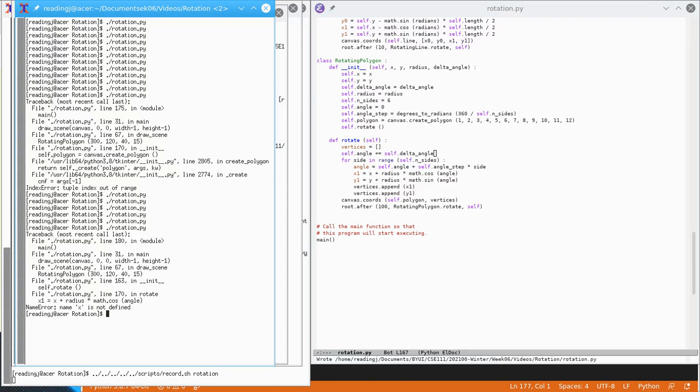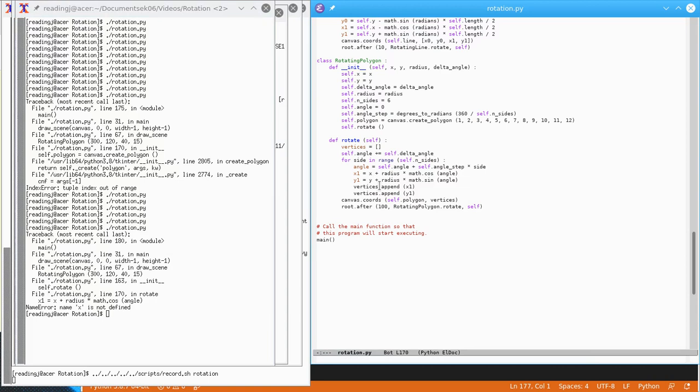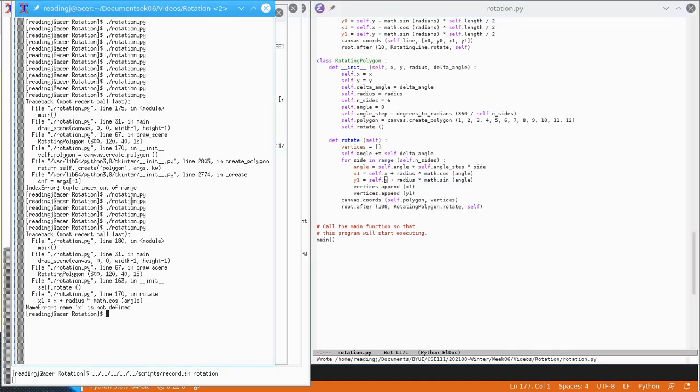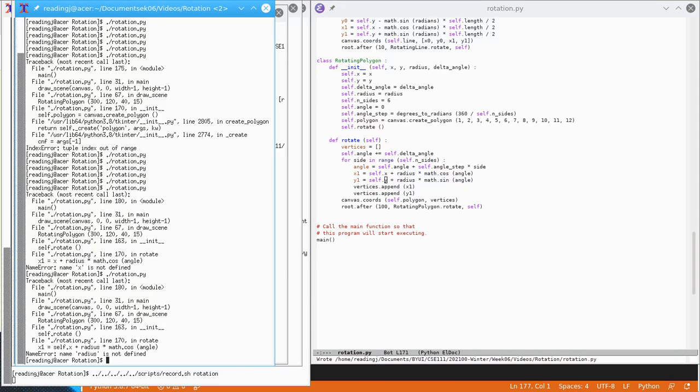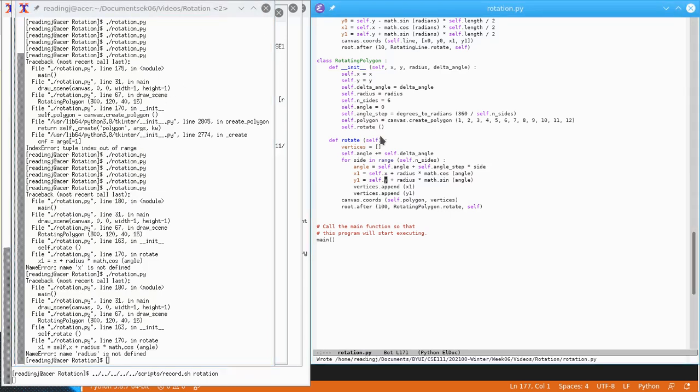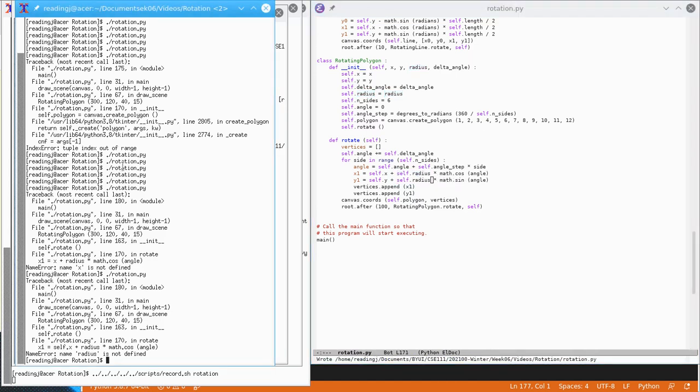Oops, x is not defined. Well, okay, I can see that. Self.x and self.y. Is there anything else in there that I missed? I think that does it. No, that didn't. Name radius is not defined. Okay, those two there. Let's try that.